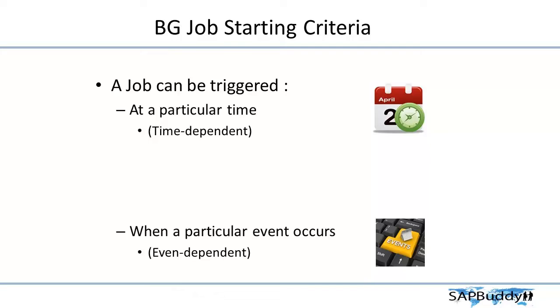The next one is event dependent background jobs. An event dependent background job is triggered based on some event that happens. For example, you have a program, and the particular program raises some event in an SAP system. Based on the event, you schedule or trigger a background job. Meaning the background job will be created in the system. However, based on the resources available, the job will be executed.